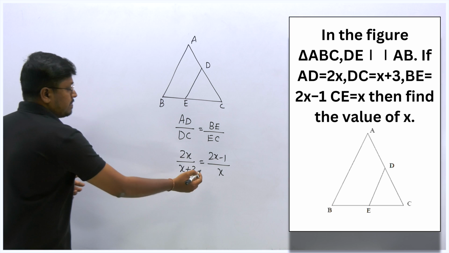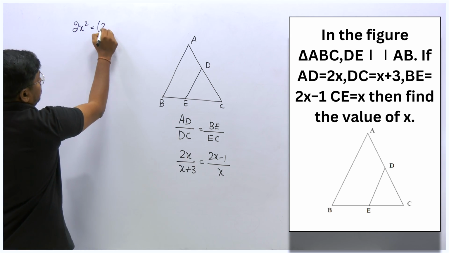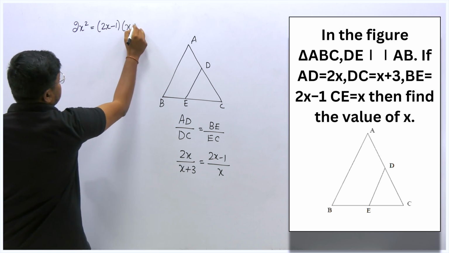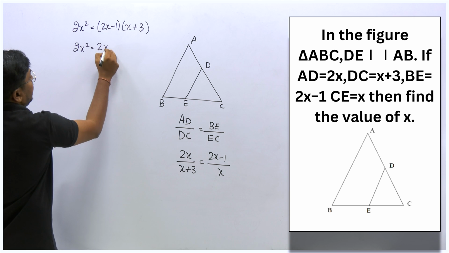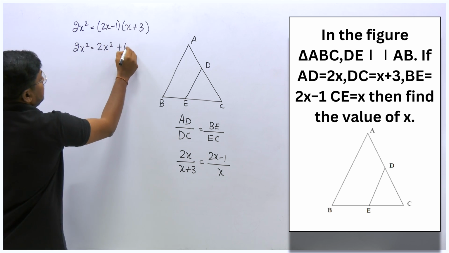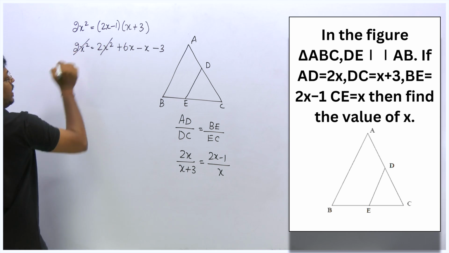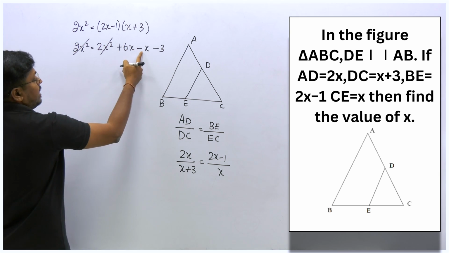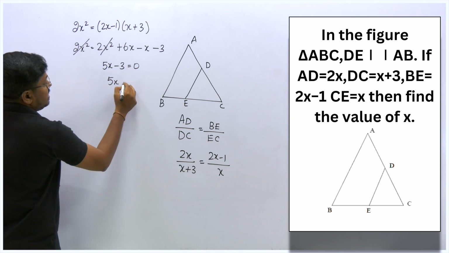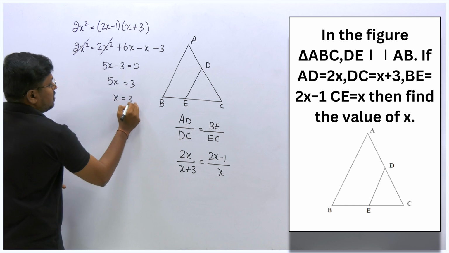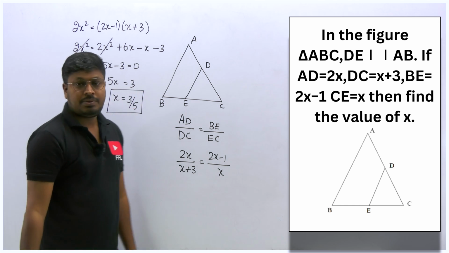So now we have to cross multiply, right? x into 2x will be 2x square, is equal to 2x minus 1 into x plus 3. So this will be 2x square is equal to 2x square, 2x into 3 will be 6x, minus x, minus 3. So we can cancel 2x square here. So 6x minus x will be 5x minus 3 equal to 0. So 5x is equal to 3 and x is equal to 3 by 5. So finally we can say that the value of x is equal to 3 by 5.